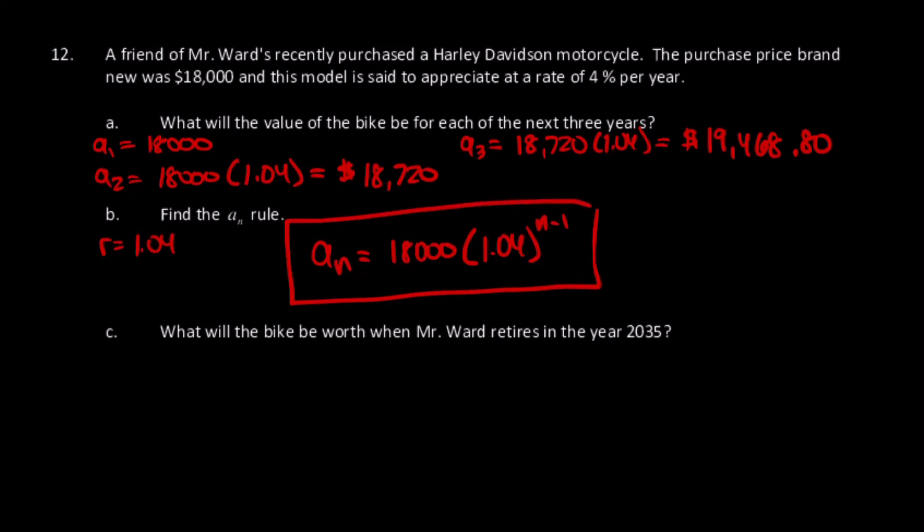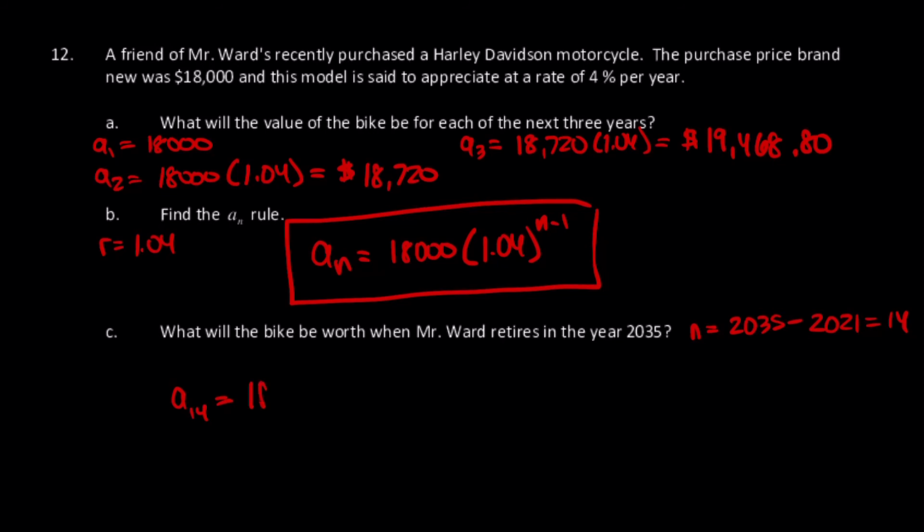Now it says, what will the bike be worth when Mr. Ward retires in the year 2035? That is sort of a joke. He's not going to be teaching that long. But because this is an application problem, we have to kind of read into the context. It says, a friend of Mr. Ward's recently purchased. Now, I know we just turned 2021, but we're going to assume we're talking presently, 2021. Retires in the year 2035, so my value for n is going to be 2035 minus 2021, or 14. So to figure out what it's going to be worth then, I need A sub 14.